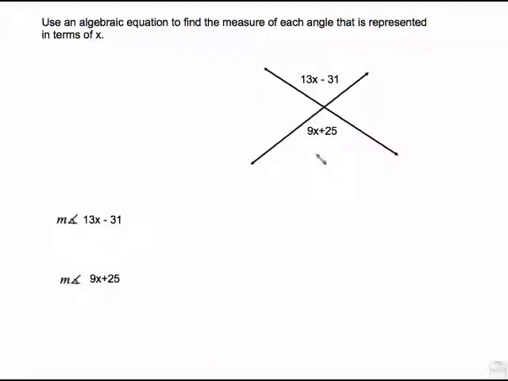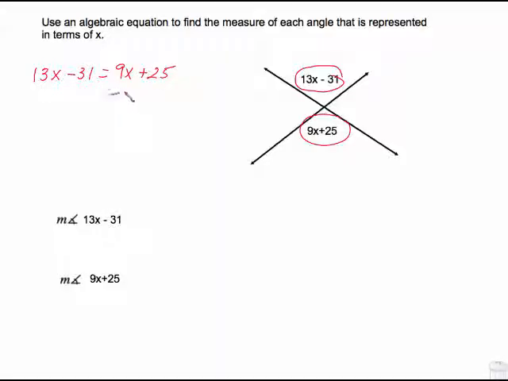Now we want to write an algebraic equation to find the measure for these angles. Do you remember that these, made by these intersecting lines, are vertical angles? And do you remember that vertical angles are equal? So my equation is 13x minus 31 equals 9x plus 25.